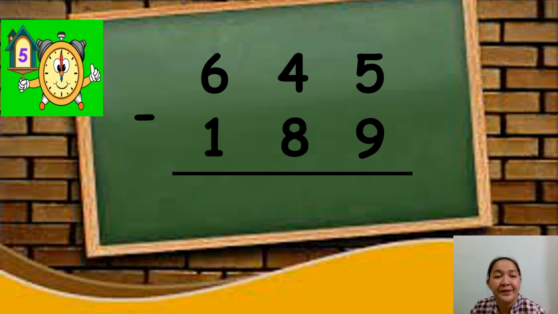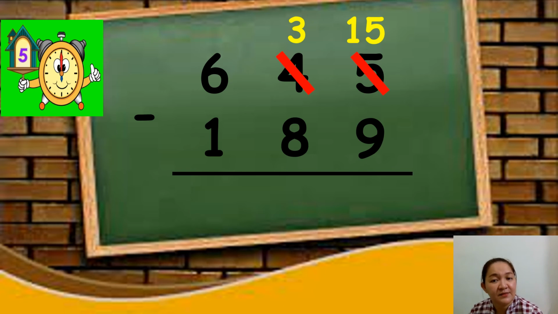645 minus 189. What's your answer? So let's check if your answer is correct. 5 minus 9 cannot be. So we're going to borrow 1 from 4. 4 becomes 3. And 5 here becomes 15. Now, 15 minus 9 is 6. 3 minus 8 cannot be.